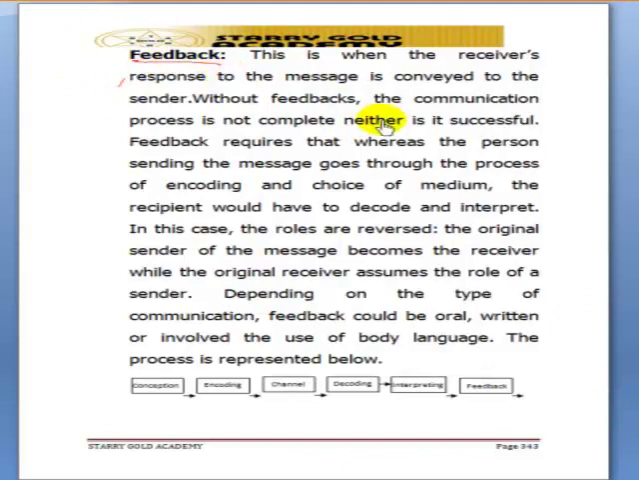The feedback process is the last leg. If the first five steps are successful, definitely feedback is going to be right, except there is a hitch in communication. A hitch as in a barrier.